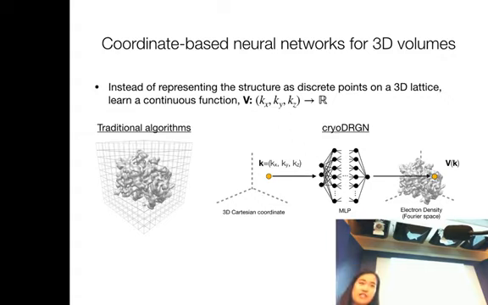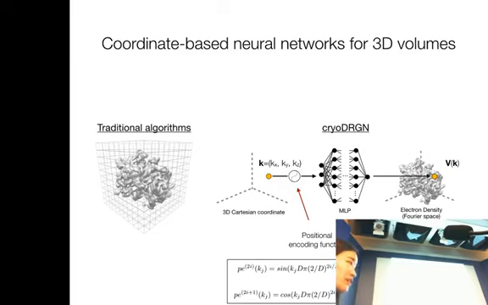So our coordinate-based neural networks can be best understood in contrast to traditional algorithms. So instead of representing our volume, our structure, as discrete points in a three-dimensional voxel array, we instead use a neural network to approximate the continuous function, which maps from 3D Cartesian coordinates to the electron density at that particular location in three-dimensional space. Instead of directly feeding in the three-dimensional coordinates, we use a fixed positional encoding function to featurize the coordinates in terms of sinusoids of varying frequency.